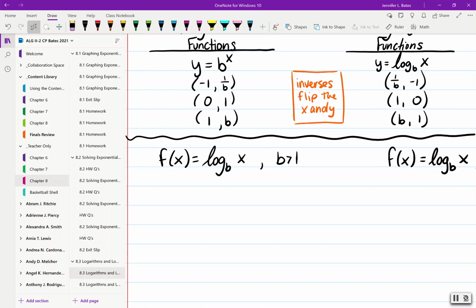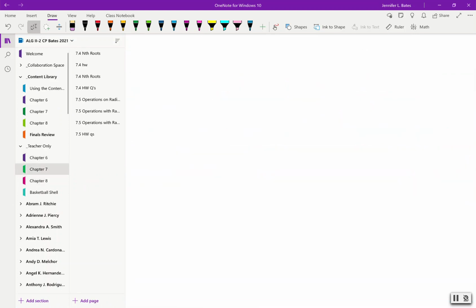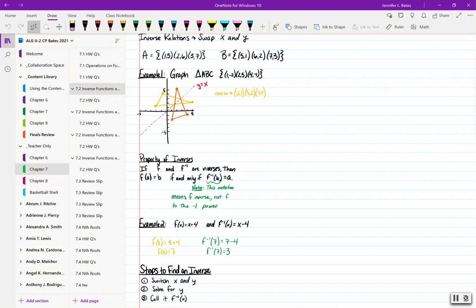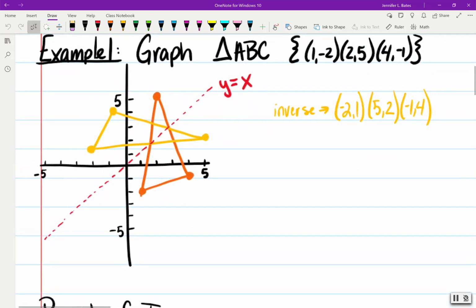Now, let's think about chapter 7 again. If I go back, when we graphed inverses near the beginning, we looked at this kind of example of a triangle. And we said if the original is orange, the inverse is yellow. What's happening is we're taking our graph and flipping it over y equals x. So if we think about an exponential function getting flipped over y equals x, that's what a log is going to look like.